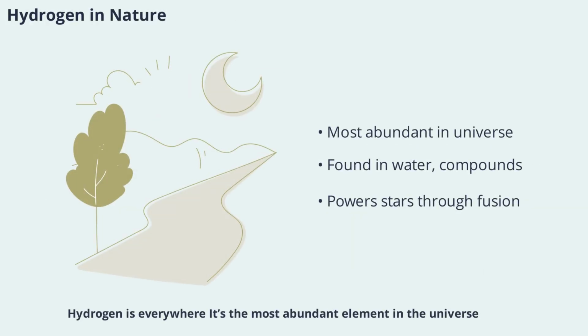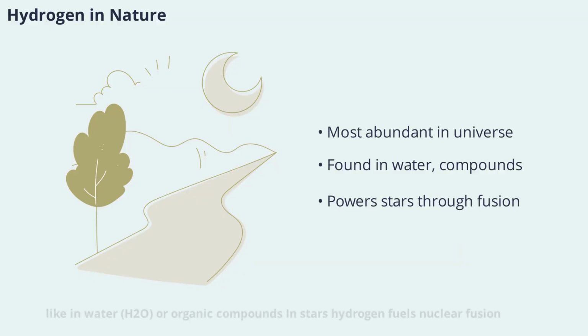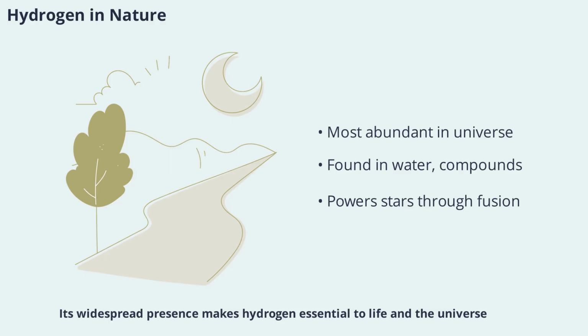Hydrogen is everywhere. It's the most abundant element in the universe, making up about 75% of all normal matter. On Earth, hydrogen is rarely found as a free element. Instead, it's usually bonded with other elements like in water, H2O, or organic compounds. In stars, hydrogen fuels nuclear fusion, powering the sun and other stars. Its widespread presence makes hydrogen essential to life and the universe.